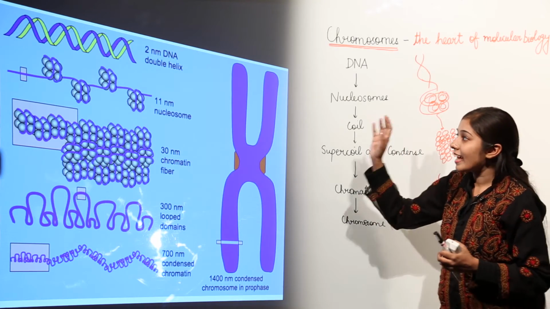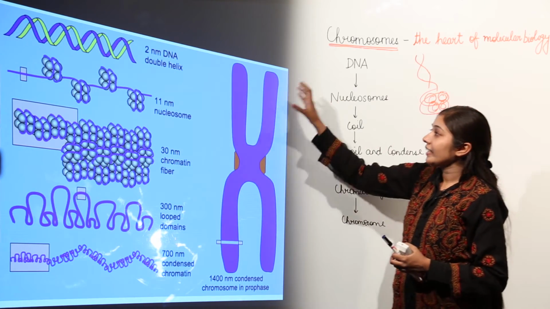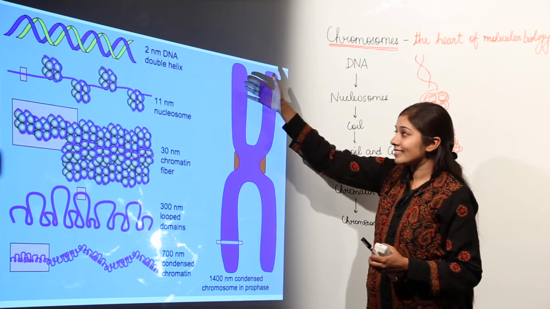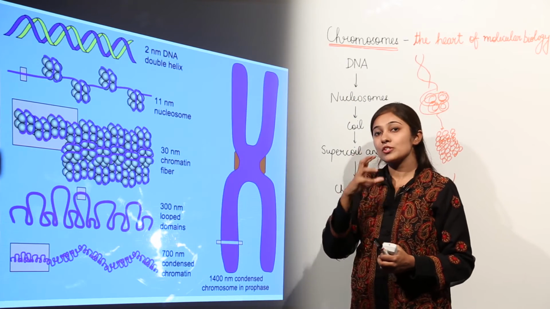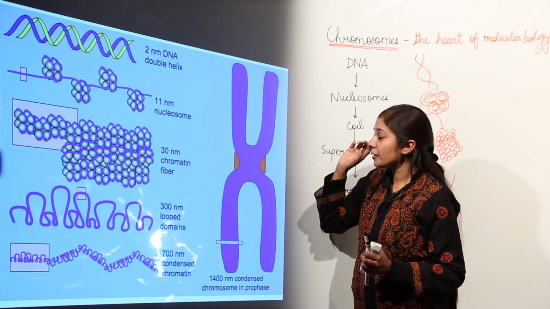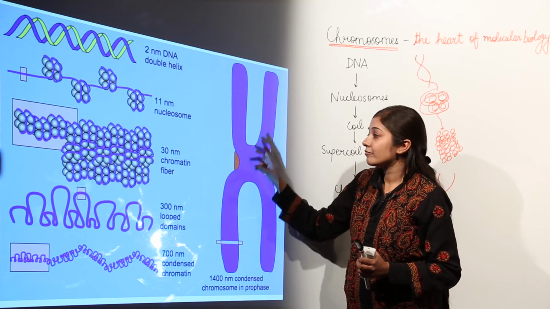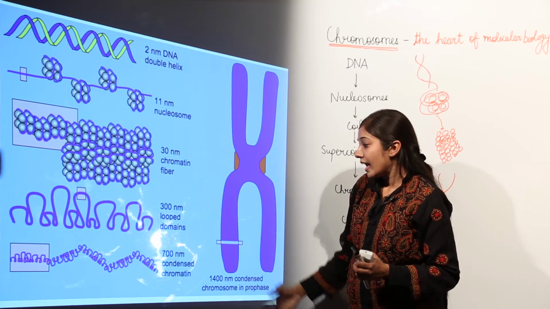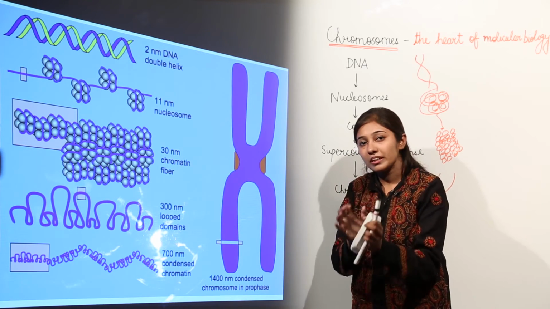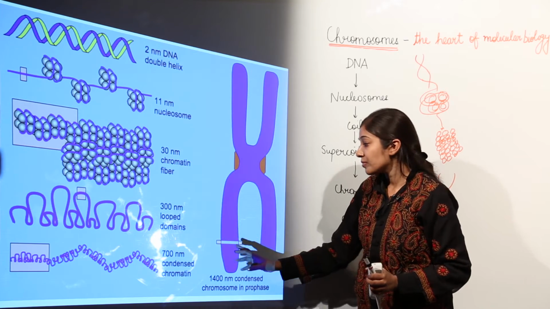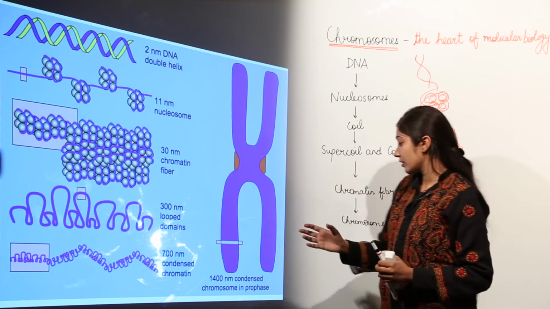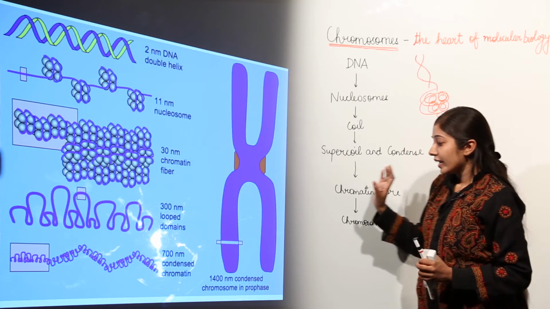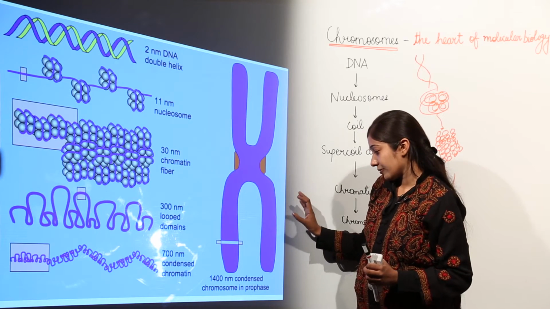And if you see the size variation, a DNA molecule is 2 nanometers in size, and then when it forms nucleosomes, it's around 11 nanometers, and the chromatin fibers have a size range of 30 nanometers and then 300 nanometers, and when there is condensed chromatin material, it is around 700 nanometers, and when it arranges itself in the shape of a chromosome, it is around 1400 nanometers.